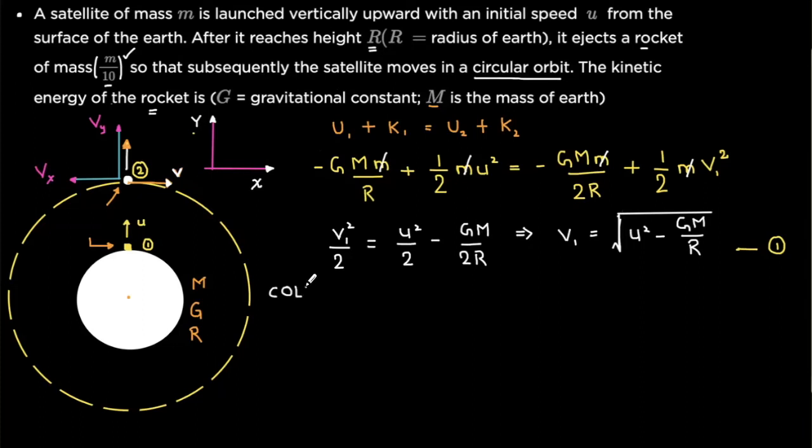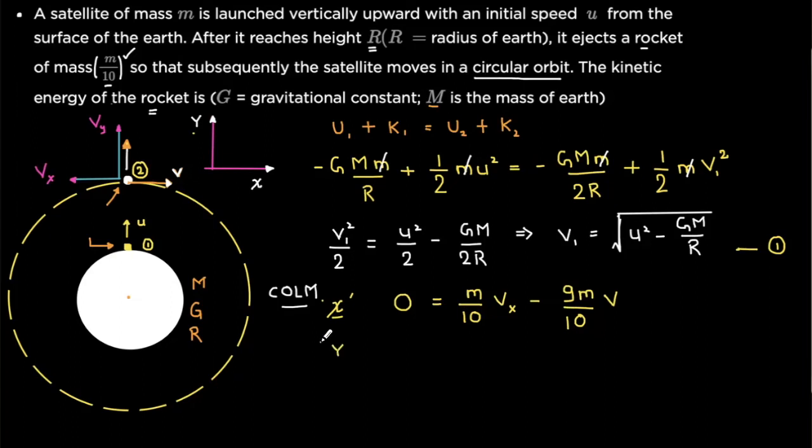So conservation of linear momentum, my dear friends, we have to use along the x-axis. How will I use it? I will write along the x-axis, there was no momentum initially for the satellite, isn't it? That is equal to m by 10 into velocity of the rocket Vx minus 9m by 10, which is the remaining satellite's mass, that into V. Fine. So this is the conservation of linear momentum along the x-axis.